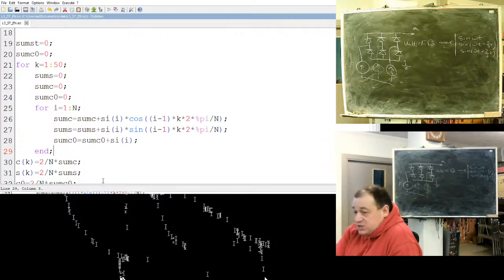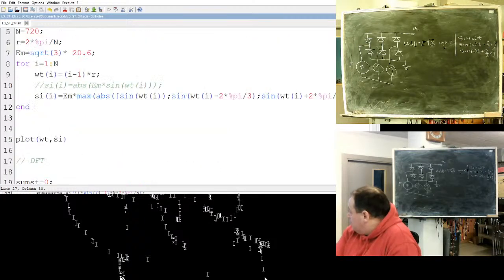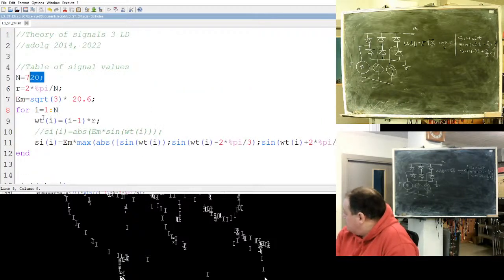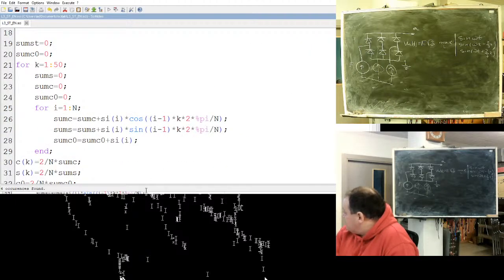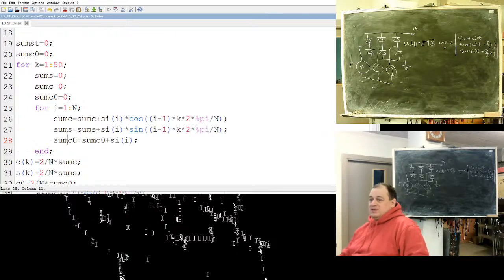Sum C is the sum for cosine, and there is a sum for sine: values of the signal multiplied by sine or cosine, number from the table. See, the table of values is formed here, starting from the first one and till the number of points required. I can use more points if I need. Sum for cosine, and this sum for the DC component. There's only one DC component. It's always one DC component.